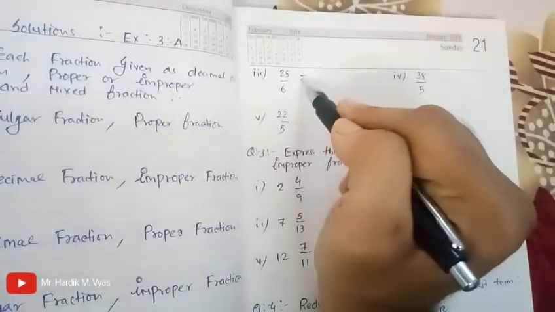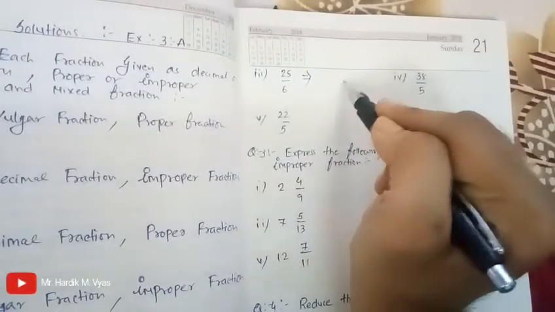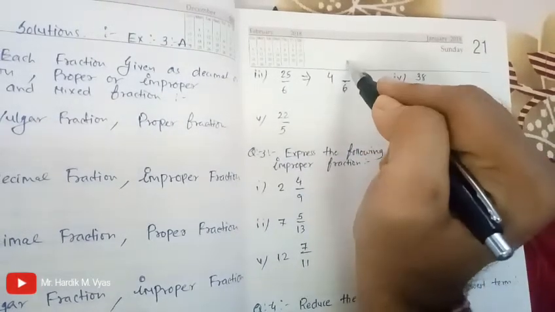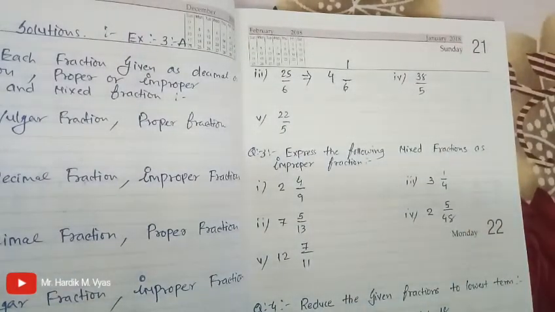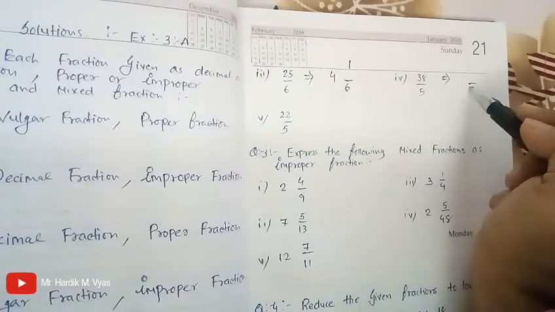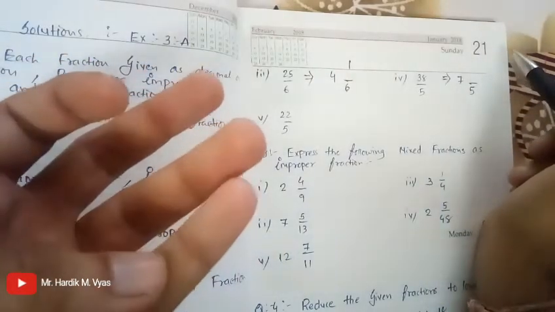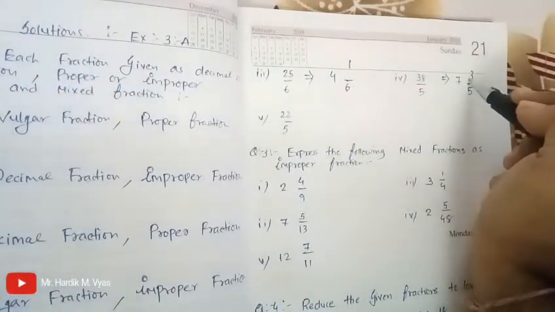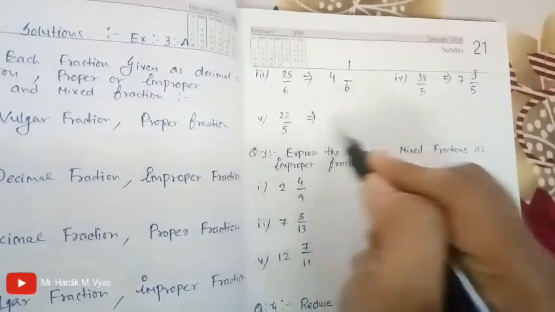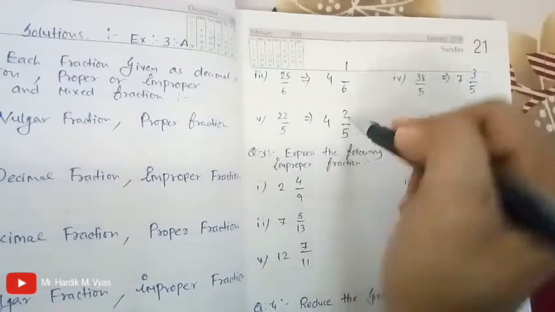Okay, the next thing is 25 upon 6. So once again, 6 we will put it down here. 6 4s are 24, and only 1 is remaining, so there is 4 and 1 upon 6. The next thing is 38 upon 5. So 5 as it is. 5 7s are 35, 36, 37, 38. 3 is remaining, so 7 and 3 upon 5. And the next thing, 22 upon 5. 5 as it is. 5 4s are 20. 2 is the only remaining.